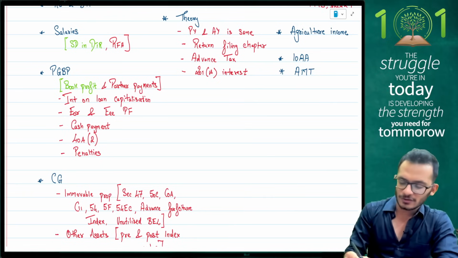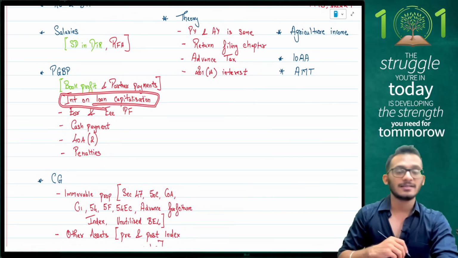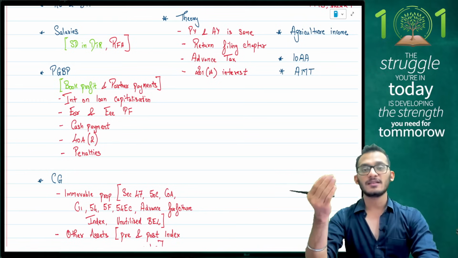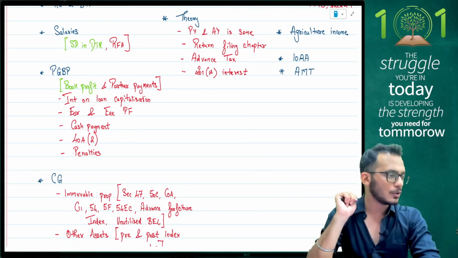Second, on the interest on loan capitalization. Yes, the borrowing cost standard comes and clarifies that when you have a loan taken for a capital asset, interest which is coming on the asset should be capitalized until the asset is put to use.